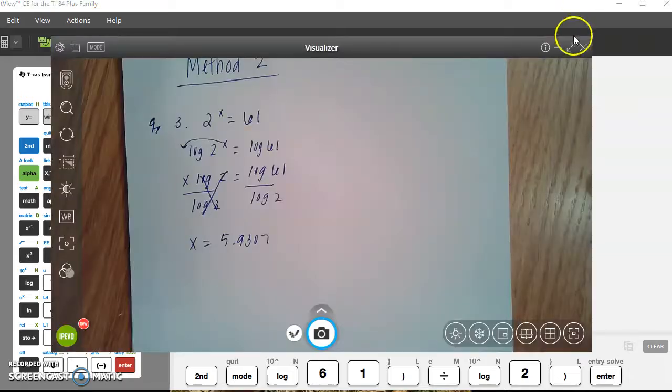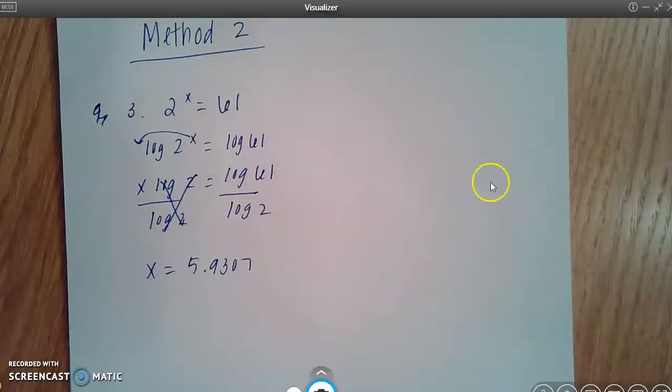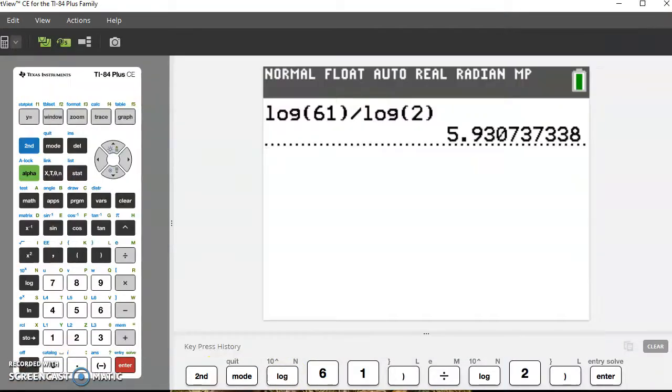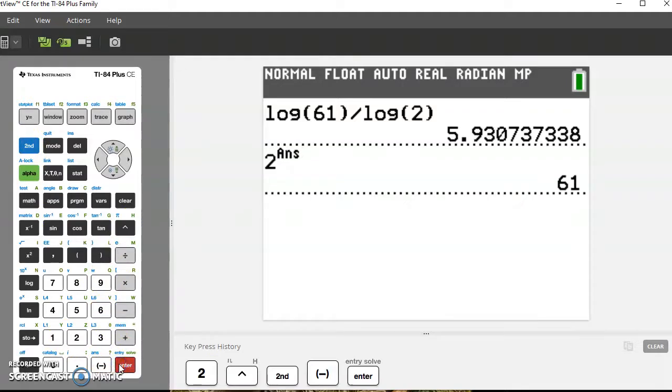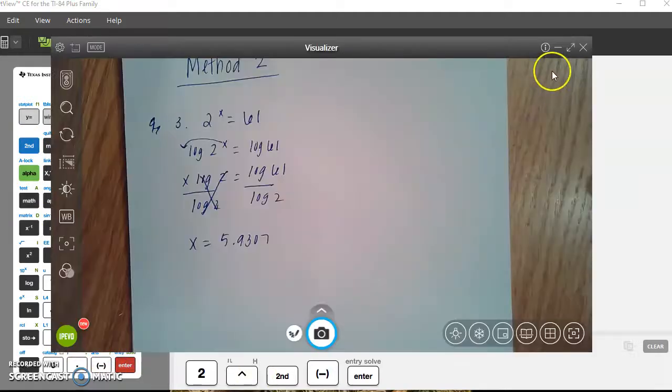You can pick and choose how you want, but you plug it in to check your answer the same way that we did last time. You would do 2 to the second answer, so I guess I should show you that. I'm going to do 2 raised to second answer, and it should equal 61, which it does. Okay, so let's try another one.